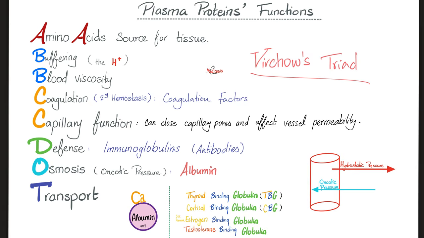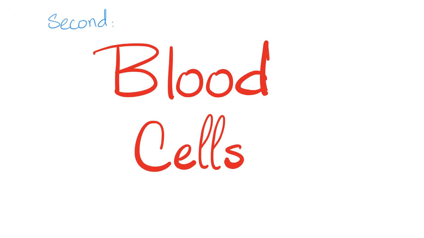Transport of what? All kinds of stuff. Albumin, for example, can transport calcium. The globulins can transport the hormones, such as thyroid hormones, cortisol, estrogen, and other sex hormones, testosterone. We're done with the plasma. Let's talk about blood cells.